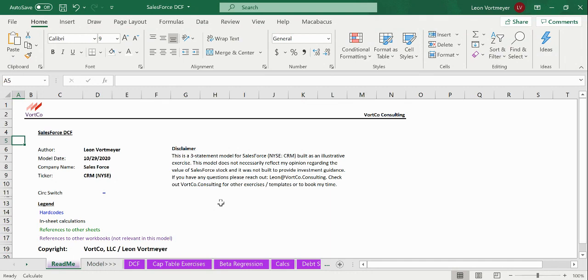Everything in this model is purely educational, and on the assumptions page, I've plugged in all kinds of things that certainly aren't necessarily reflective of my views on Salesforce. So you have to remember garbage in, garbage out for your models, and so hopefully this is helpful, and feel free to email me with any questions.